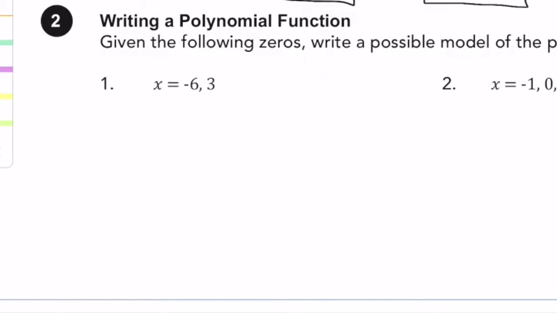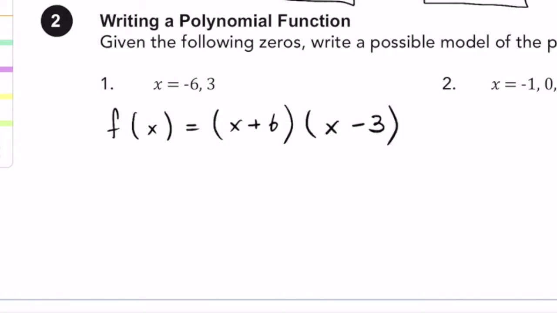So for number 1, we have zeros at x equals -6 and 3. If that's the case, we know that we must have a function that has two factors, one of them being x plus 6, because when you set that equal to 0, you would get x equals -6. And the other factor being x minus 3, when you set that equal to 0, you would end up with +3. This here is your factored form.